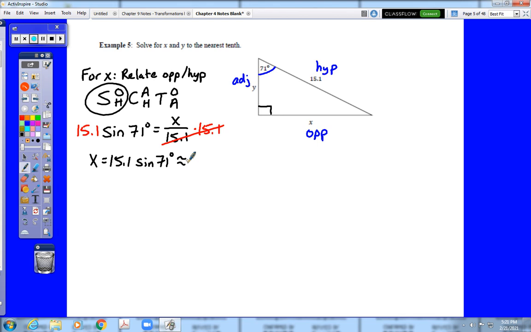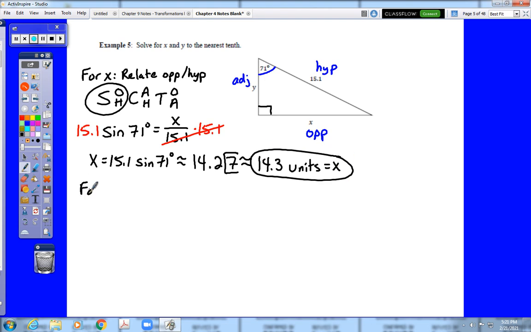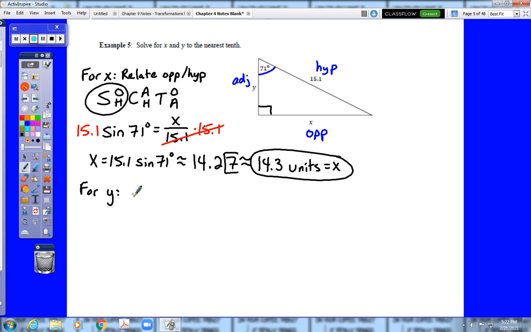15.1 times the sine of 71 degrees is 14.27. Now again, that 7 would tell us to round our answer up to 14.3 units. Then for y, we would refocus our attention and relate the adjacent and the hypotenuse.